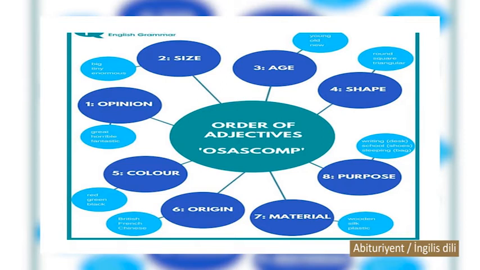First, we put our own opinions. Then the second place is given to the size of the noun, of the object. Then the third place is occupied by age. After age comes shape. Then shape is followed by color. Then after color we use origin, where it comes from. Then material: wooden, woolen, silver, gold, etc. And the last place is given to purpose.